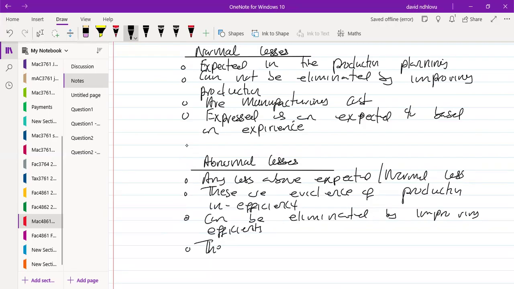These are periodic costs, that is, non-manufacturing costs. These will be written off after you have calculated your gross profit. They will be treated like any other non-manufacturing cost. So they won't be included in the calculation of cost of sales or gross profit. Those are abnormal losses. Right.